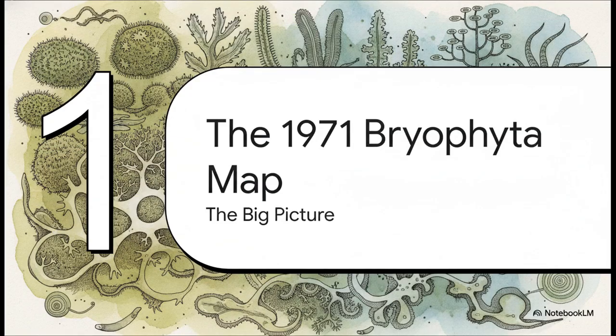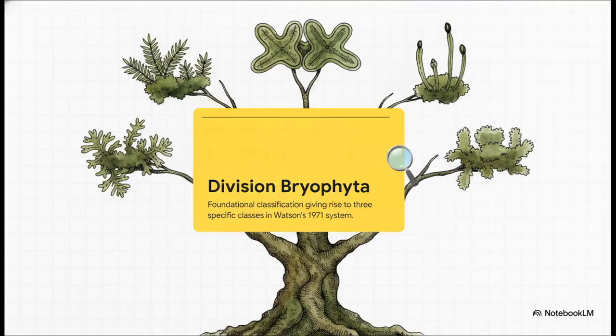All right, part 1. Watson's 1971 Bryophyta map, the big picture. The absolute most crucial thing to grasp right out of the gate is that every single family and order we're about to talk about traces its lineage back to one single parent, Division Bryophyta. Think of it like the main trunk of our taxonomic tree. In Watson's framework, everything flows outward from this fundamental grouping of non-vascular plants. Basically, if a specimen belongs here, it has to fit into one of the three upcoming branches.